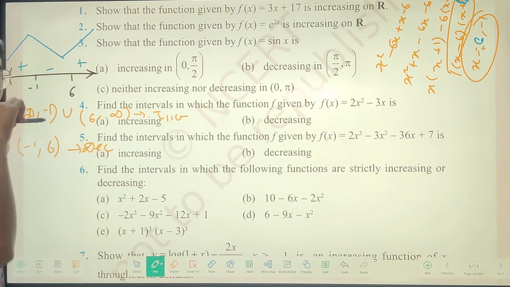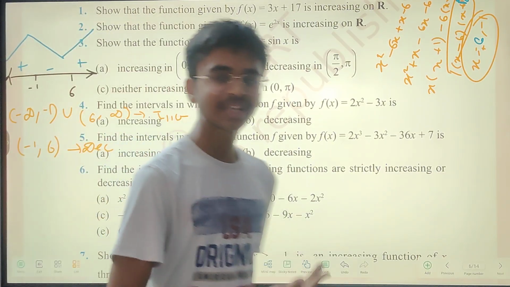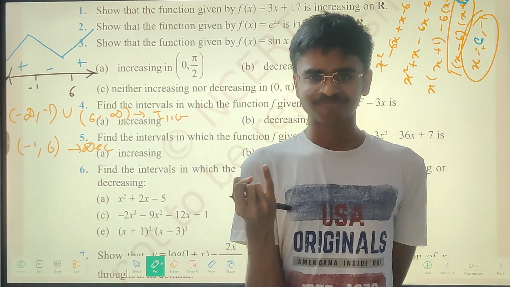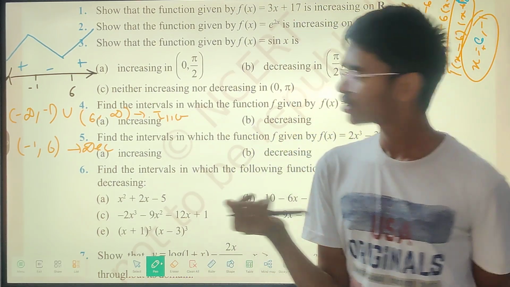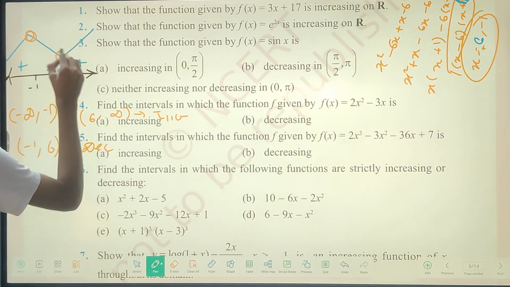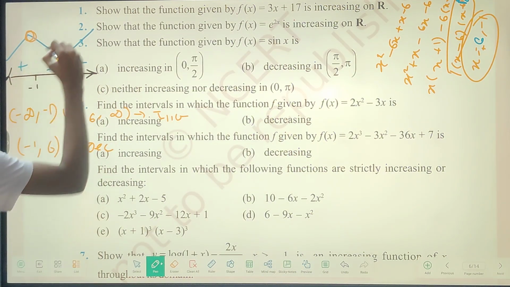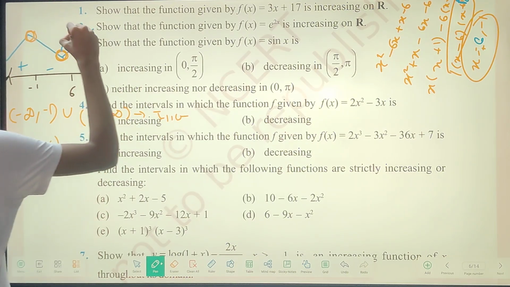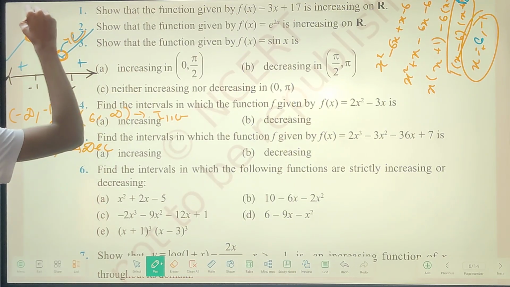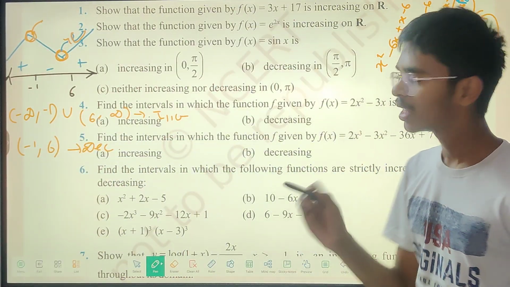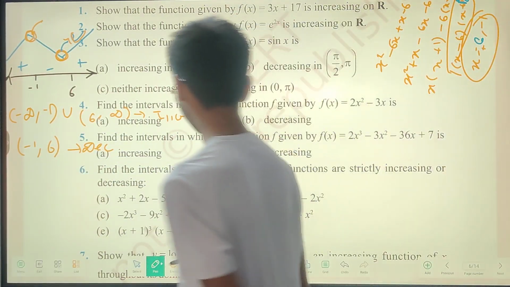By the way, in the next topic, extrema, we will be studying minima and maxima. Whichever point is high is known as maxima, whichever is less is known as minima. We'll be calling them global minima and local minima, and in this case local maxima. Maxima and minima are actually of two different types, local and global. Everything we'll be studying in the next lecture.